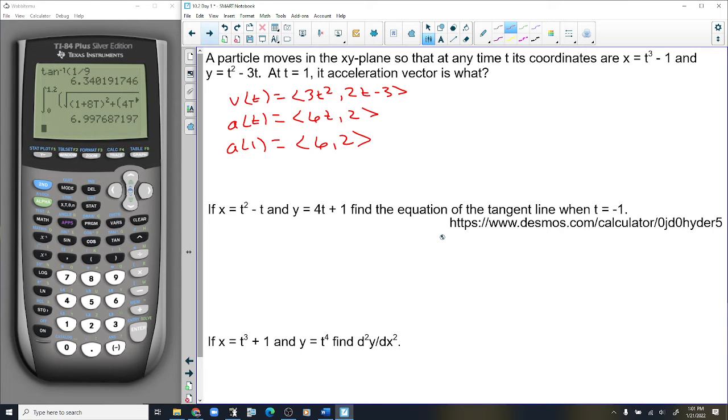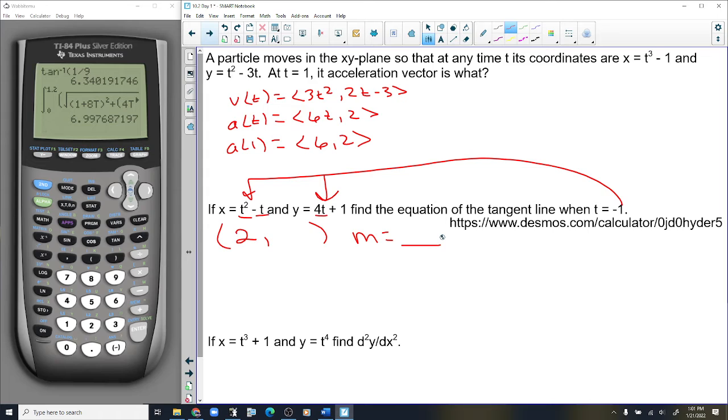If x is t squared minus t and y is 4t plus 1, find the equation of the tangent line when t is equal to negative 1. We need a point, and we need a slope. If I plug negative 1 in here, we get the point. So 1 plus 1 is 2, negative 4 plus 1 is negative 3. But to find the slope, we need dy/dx.